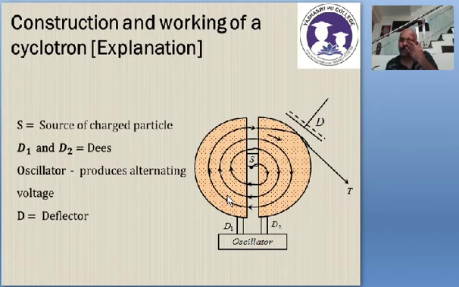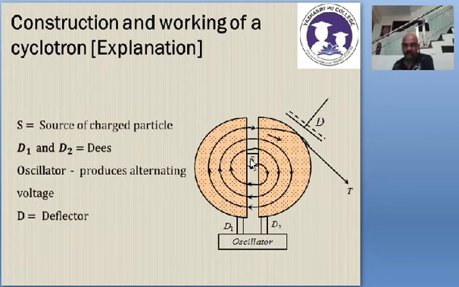Now you have applied two things: the magnetic field and also the electric field. Electric field in terms of the oscillator, and the magnetic field applied perpendicular to the plane of the disc.